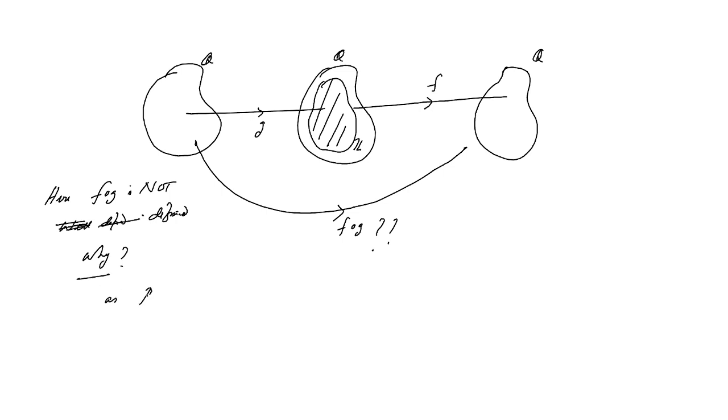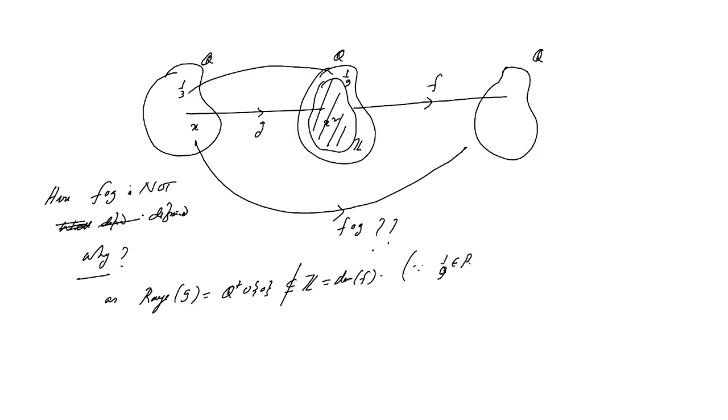Because the range of G is basically all of Q plus union 0, and this is not a subset of Z. Z is the domain of F. Because x goes to x square, obviously that does not always belong to Z. For example, if we take 1/3, its square is 1 by 9, which does not belong to Z. Since 1 by 9 belongs to the range of G but 1 by 9 does not belong to Z, that implies F composed G is not defined.